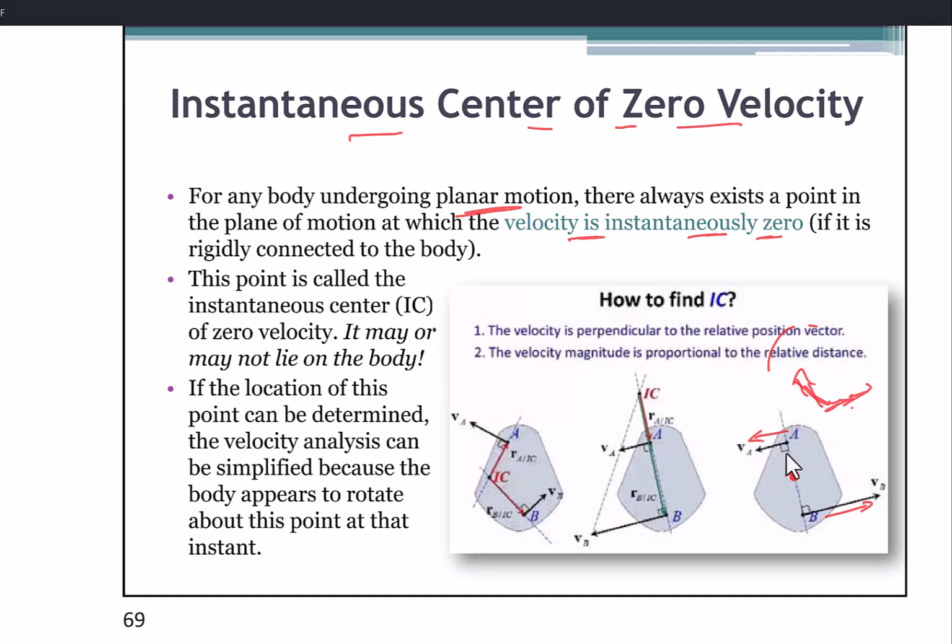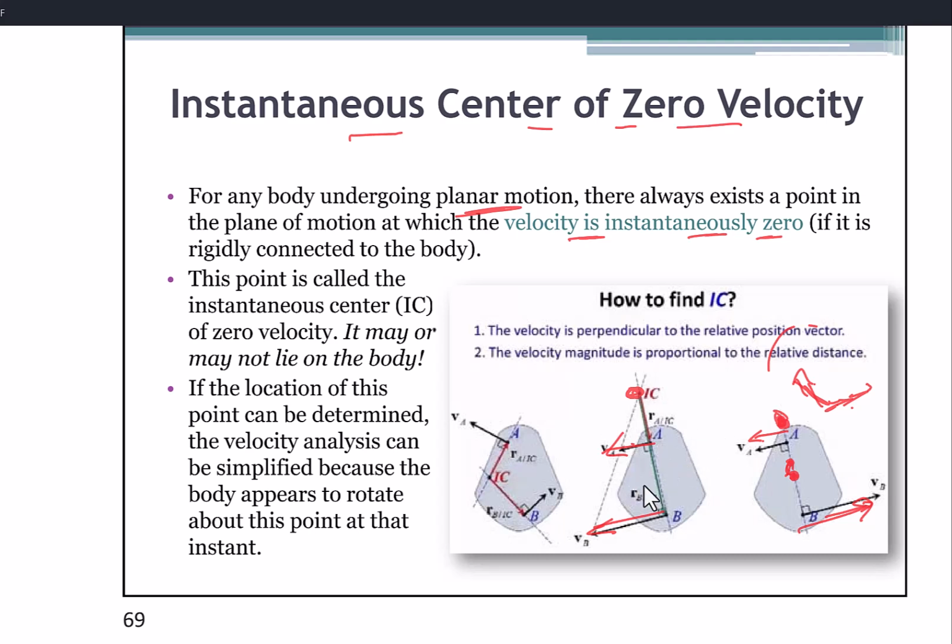When this is rotating, it could be on the body. It could be outside the body. If this is fixed, it could be on the edge. So this is going this way and this is fixed. So this is the IC, the instantaneous center of zero velocity. Or it could be outside. This could be outside. This is moving this way and this is moving this way. This is lower velocity. So they are all rotating about this point which is outside the body.